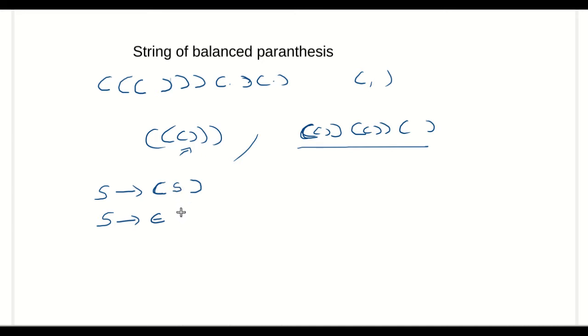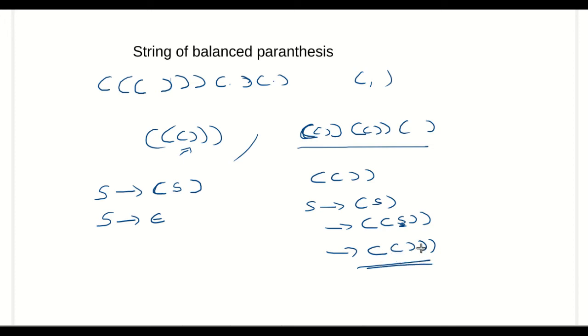Okay, so as you see, suppose you want to generate this string, we can simply do S gives opening bracket S closing bracket, then replace this S with again this production, opening bracket S closing bracket. Okay, now replace this S with epsilon using this production S gives epsilon, and we will get opening, closing. Okay, string is generated. Suppose we want to generate the string opening bracket closing bracket followed by opening bracket closing bracket.